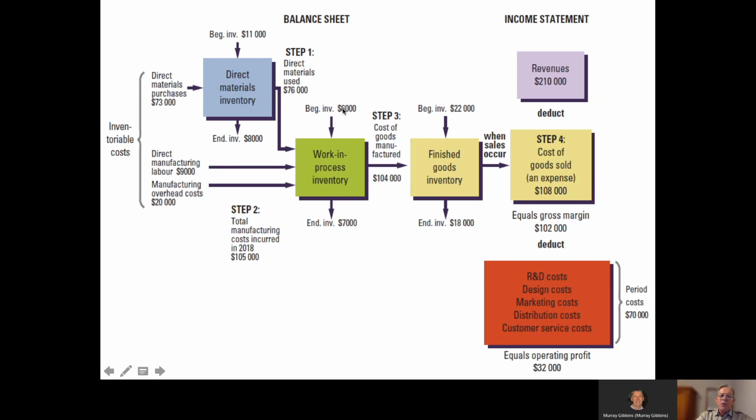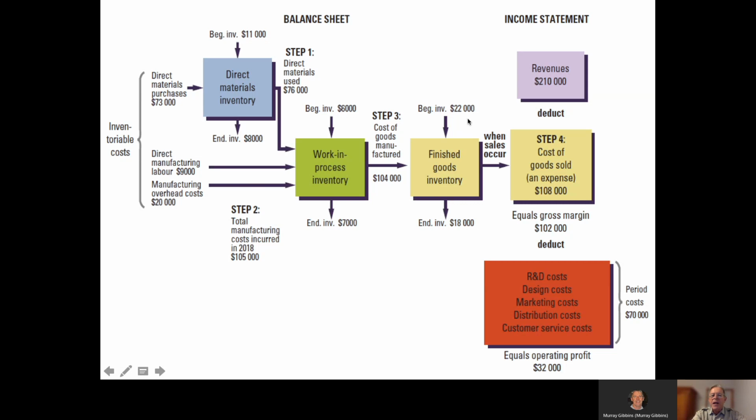We've got opening stock of work in process of this, plus we've got these costs flowing through of 105, minus whatever stock is on hand at the end of the period. The balance must be the value of stock that has been completed and transferred out to the finished goods warehouse.